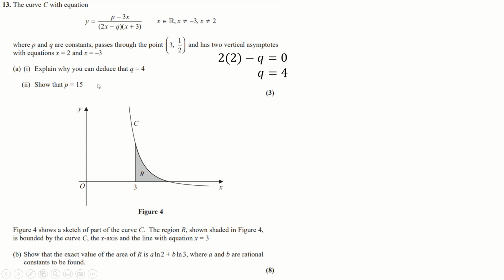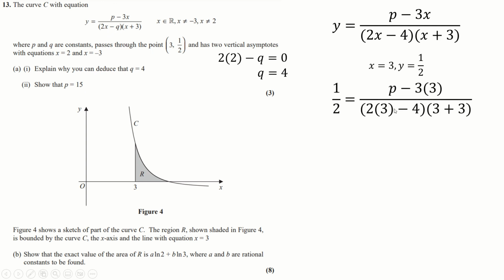Show p is this. Well, if it goes through this point, we can replace q with what we just found out. We know this point here, x is 3, y is a half. So we just put 3 and a half into here every time we see an x and a y. And sort this all out. This is 2, this is 6. 2 times 6 is 12, this is 9. And then we can cross multiply, and we end up with p as 15, which is what they wanted you to get.